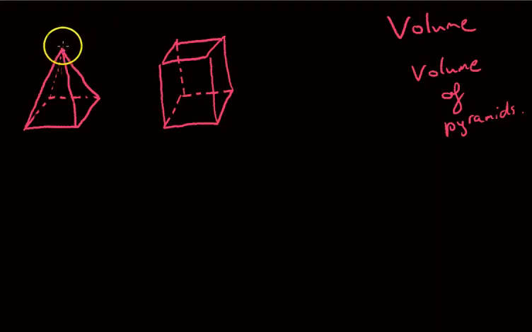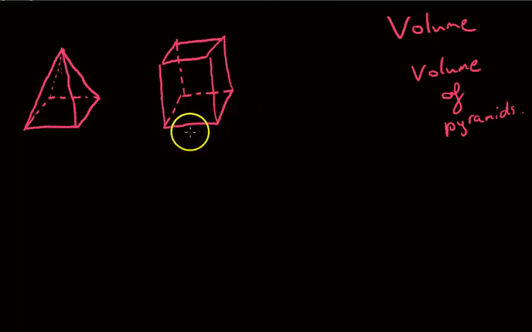Now pyramids are related to prisms. So if you can find the volume of a prism, you can find the volume of a pyramid very, very easily. Now I'll just quickly look at the volume of this prism first, and then we'll talk more about this pyramid.